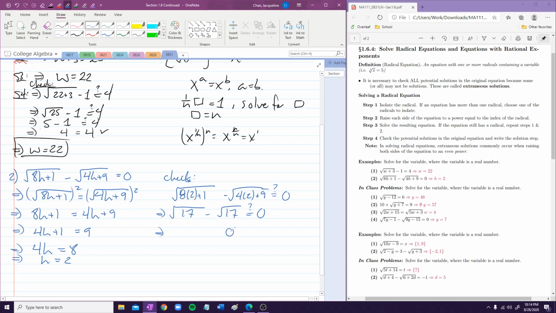So what does this tell us? This says we can subtract them. We can subtract these because they're like terms. This is 1 square root of 17 minus 1 square root of 17. So when we subtract, we get 0. Since this holds, what does this tell us? This tells us that h is equal to 2 is our solution.